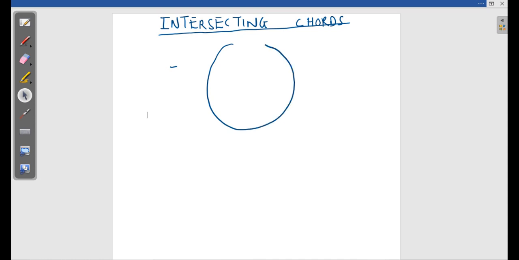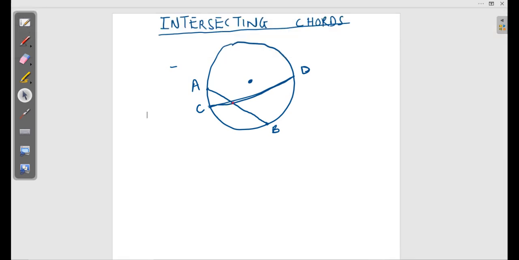Now, this is a circle with a center. A line that is drawn from a point on the circumference to another point on the circumference without passing through the center is called a chord. So if I have this chord and I label it as AB, and I have another chord this way that I label as CD, these two chords meet at a point. Let's say they meet at point P.